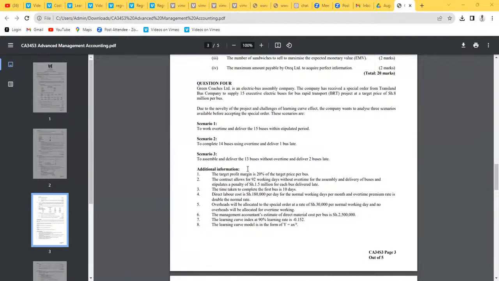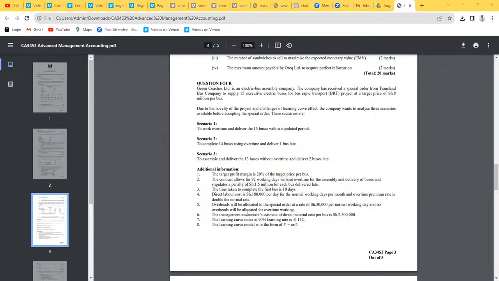So let's look at the consequences. Number 1, the target profit margin is 20% of the target price per bus. The contract allows for 92 working days without overtime for assembly and delivery of buses and stipulates a penalty of 1.5 million for each bus delivered late. The time taken to complete the first bus is 10 days. Direct labor cost is shillings 180,000 per day for the normal working days per month, and the overtime premium rate is double the normal rate. Overheads will be allocated to the special order at the rate of 30 shillings per normal working day, and no overheads will be allocated for overtime working.